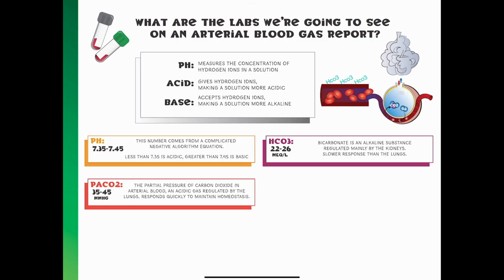Then we have our PaCO2. This is the partial pressure of carbon dioxide in arterial blood. This is an acid gas that's regulated by the lungs, and this responds quickly to maintain homeostasis. So a typical PaCO2 is going to be 35 to 45. If we think about our bicarb situation, if we don't have a lot of bicarb, then someone's more acidic. If we have more bicarb, they're more basic.